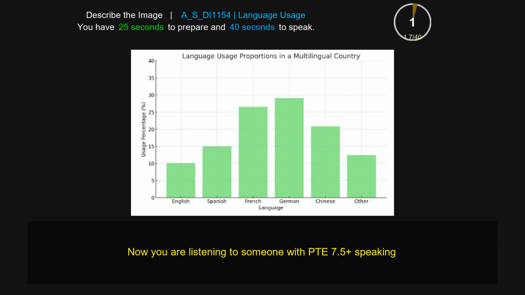This image gives information about language usage proportions. From the picture, we can see there's a lot of numbers and words. The image highlights usage percentage from English, Spanish, and French.